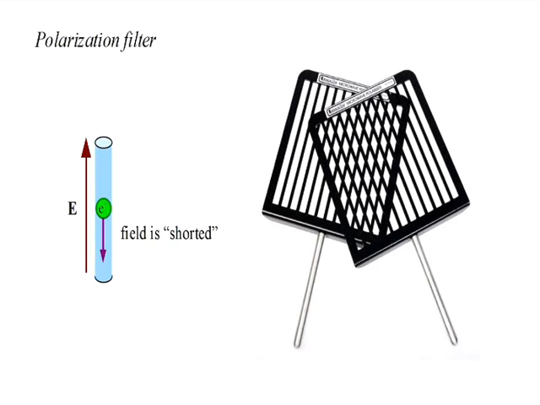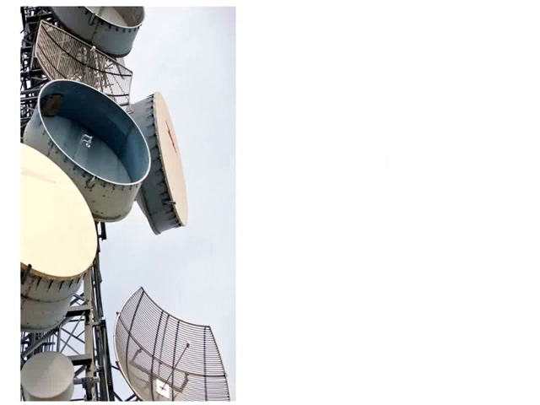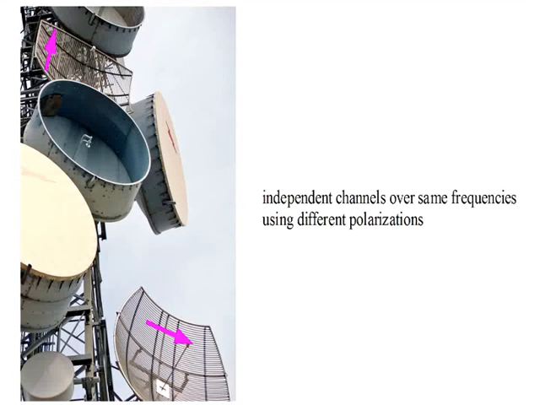Therefore, a grid of wires will, ideally, pass the electric field component perpendicular to the wires and reflect the component parallel. At microwave frequencies, this is precisely how a polarization filter can be constructed. To illustrate that this really works, this picture shows two microwave antennas based on this principle. One has vertically oriented bars and will reflect and receive only vertically polarized microwaves. The other has horizontally oriented bars and will reflect and receive only horizontally polarized microwaves. This allows two independent channels to operate over the same range of frequencies.